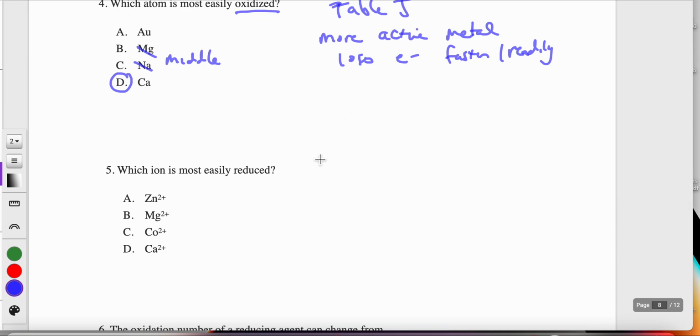So if you understand question 4, question 5 is the opposite. You would still use your table J, but easily reduced, meaning it wants to gain electrons and be reduced. Well, these would be the metals lower on the list. And when you take a look at these out of the 4 that you're given, Co is the one lowest on the list.